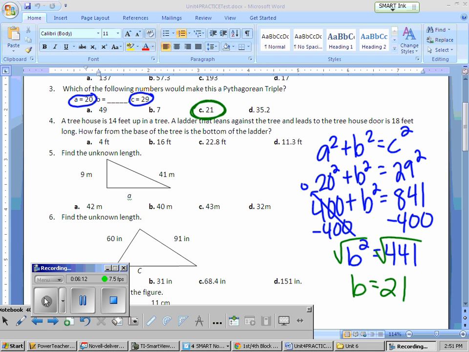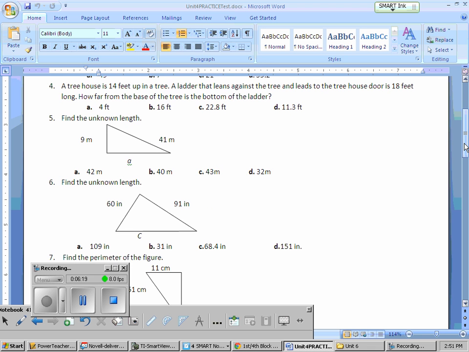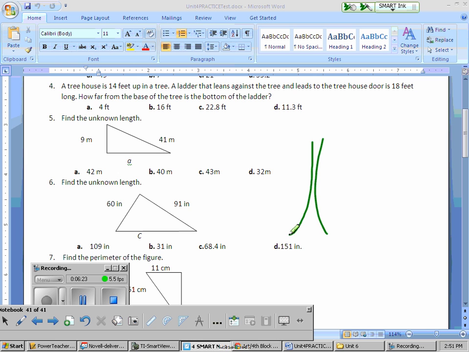Number 4 is a little different. For number 4, you first have to draw a picture. So let's get a little bit more room here. It says that a tree house is 14 feet up in a tree. So the first thing I'm going to do is draw a tree, and then draw a tree house. Okay. So the tree house is 14 feet up in the tree.